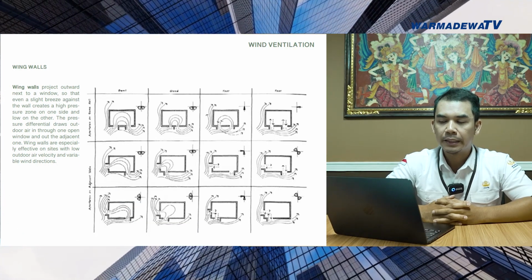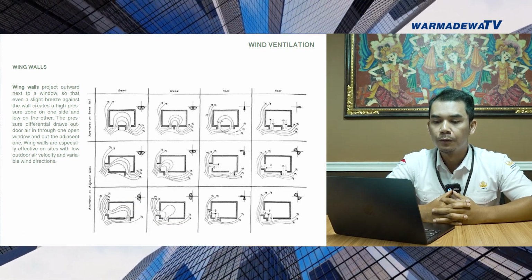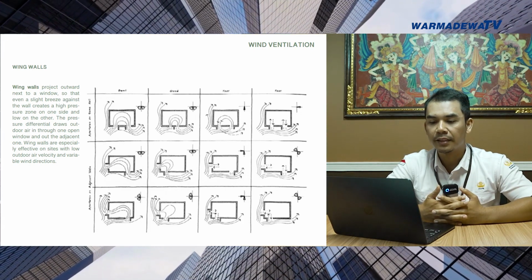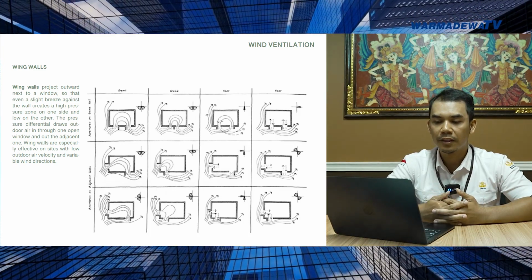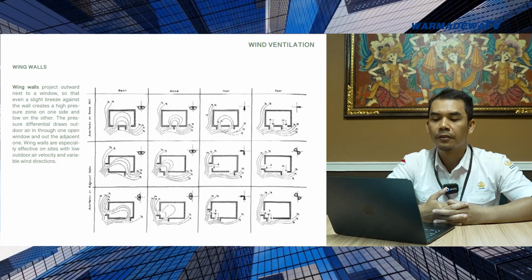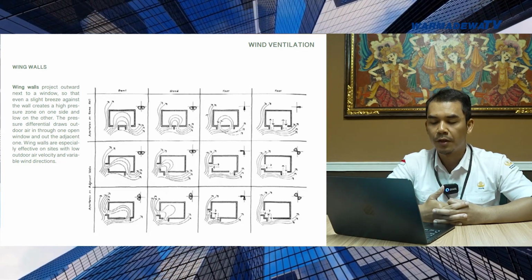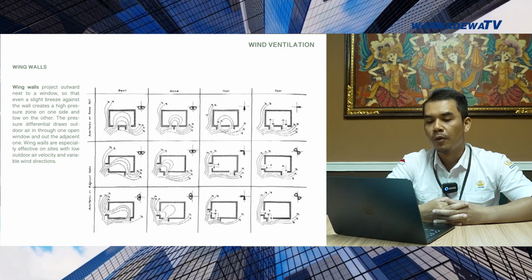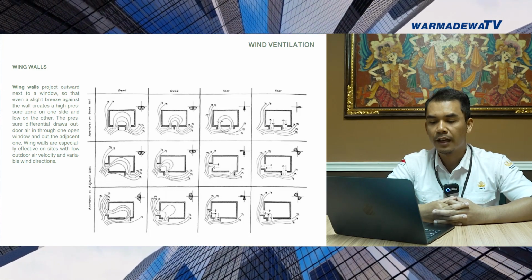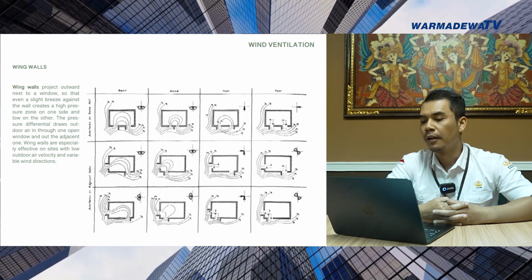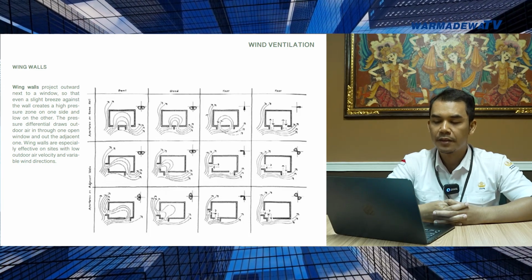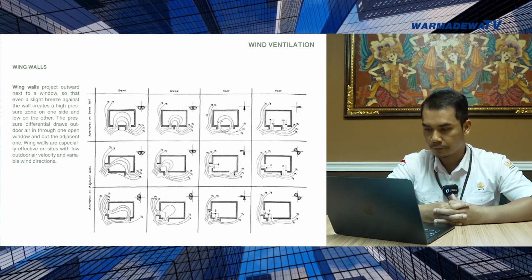Now I would like to explain a little bit about wing walls. Wing walls project outward next to a window so that even a slight breeze against the wall creates a high pressure zone on one side and low on the other. The pressure differential draws outdoor air in through one open window and out the adjacent one. Wing walls are especially effective on sites with low outdoor air velocity and variable wind directions. In this slide, you will see a diagram showing how we can apply this in building or architecture.